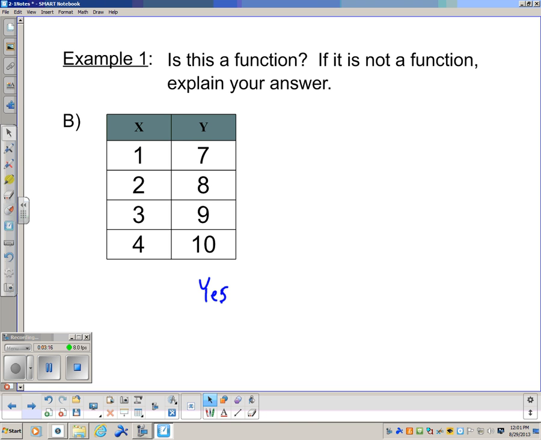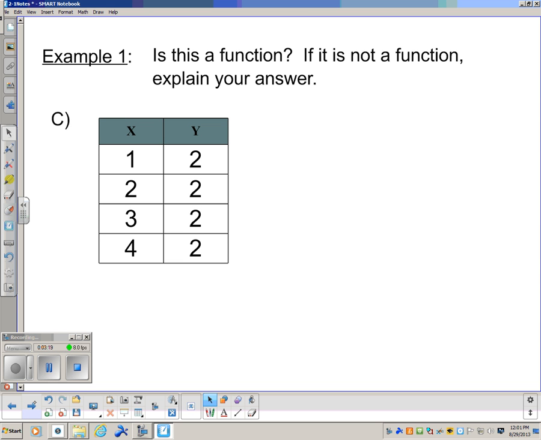Looking at our next example here, and our last one here, we've got (1, 2), (2, 2), (3, 2), and (4, 2). So again, just looking at your x's here, noticing your x's are not repeating, so yes, this is a function, and you could move on.